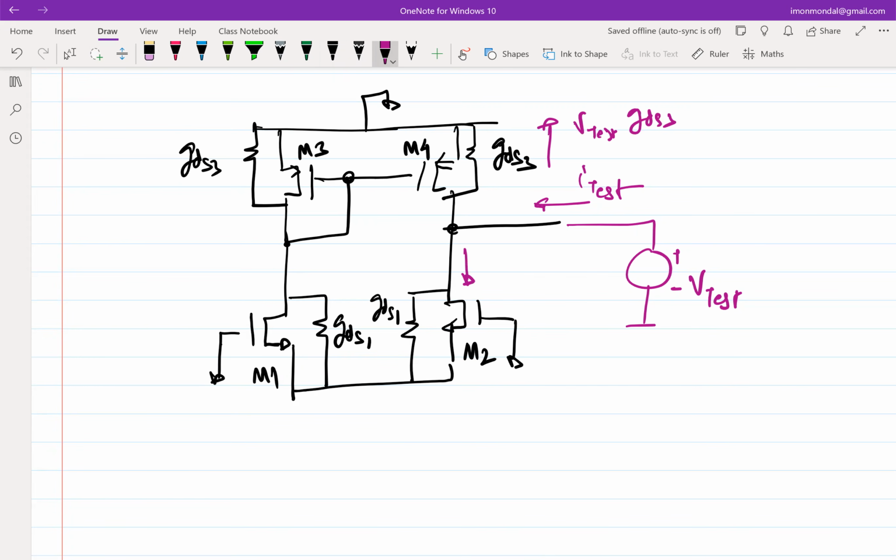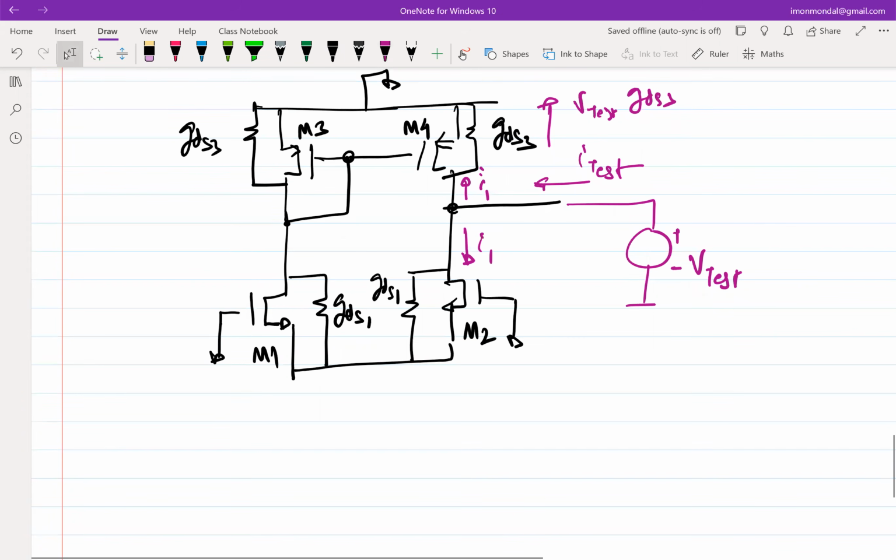There will be some current flowing down, there will be some current flowing up. So let's figure out the current flowing down first. Let me call it I1 and this is I2. In order to figure out I1, how should I proceed? Yeah, if I know the impedance looking into the drain of M2, then I can easily figure out I1.